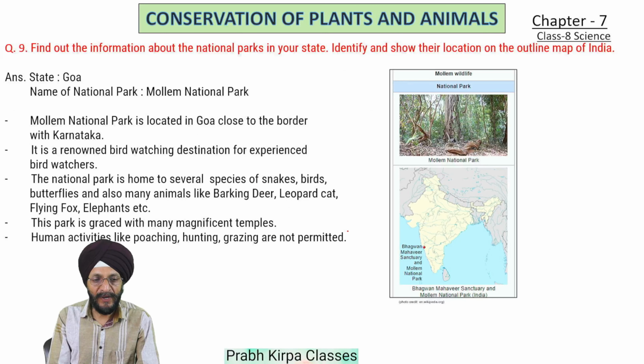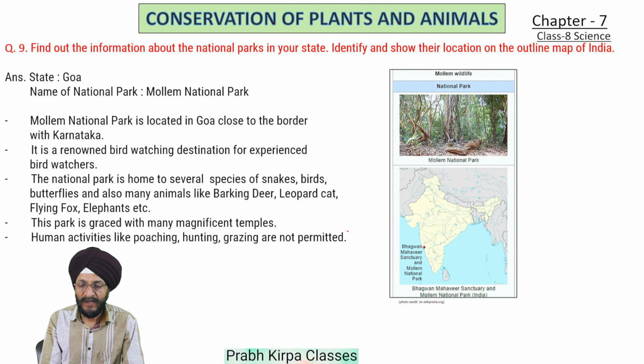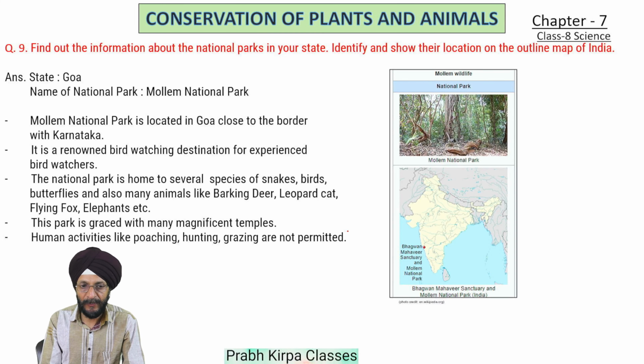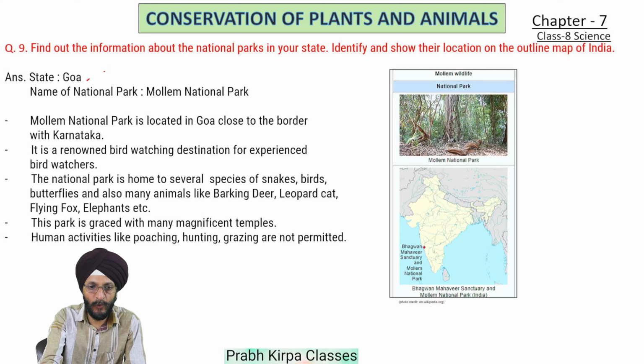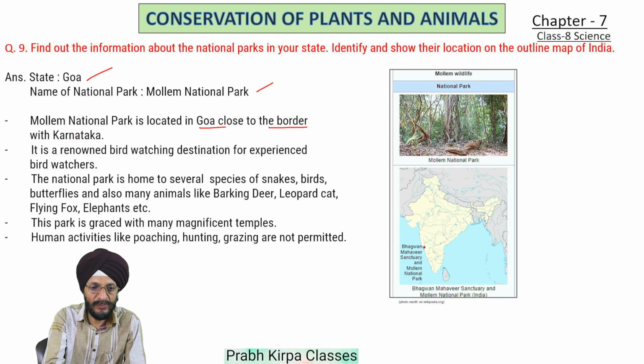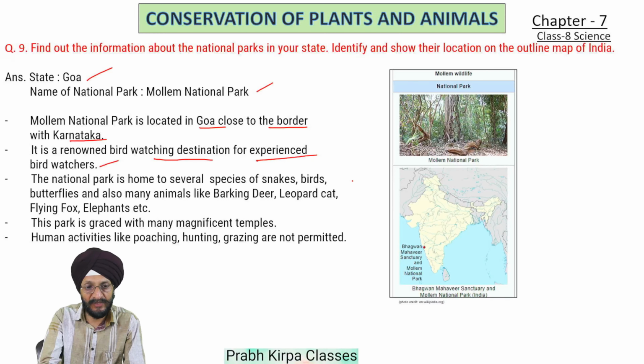Next is find out the information about the national parks in your state, identify and show their location on the outline map of India. Here the name of our state is Goa and the national park which is located in our state is Mollem National Park. Mollem National Park is located in Goa, closer to the border of Karnataka.